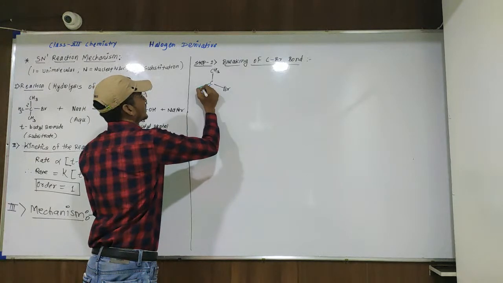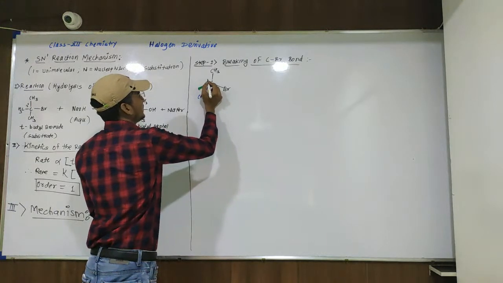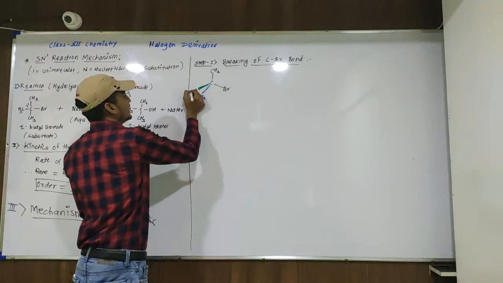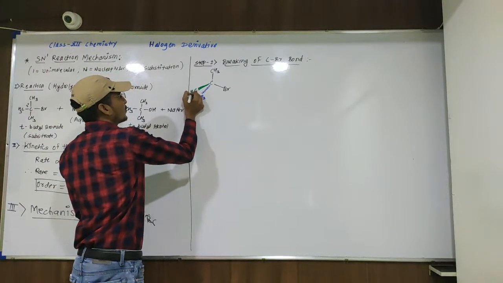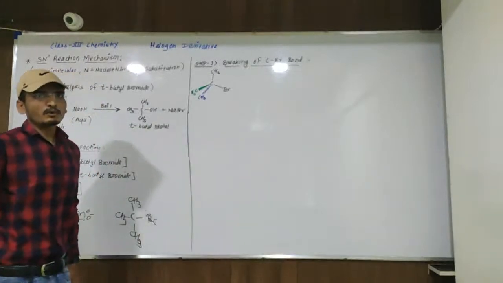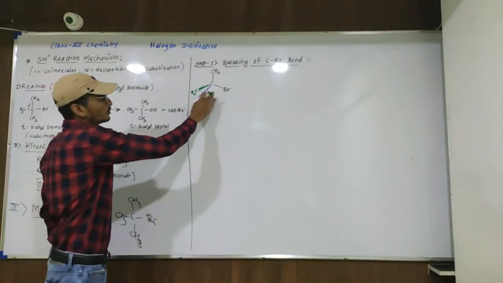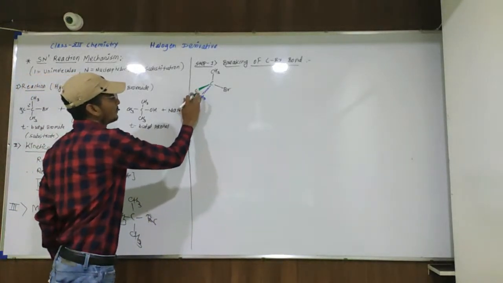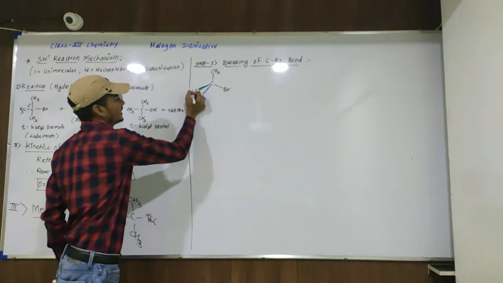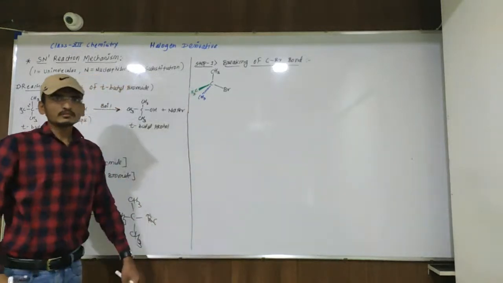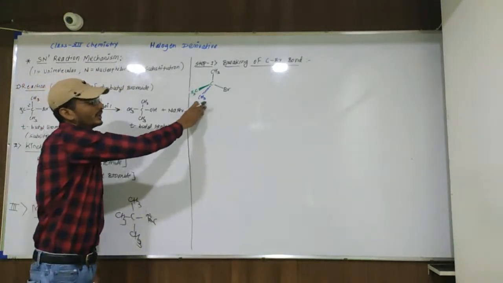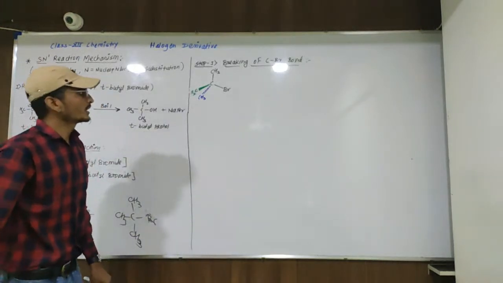So you know very well what the wedge formula is. What does the thick line indicate? The thick line indicates that the group or atom is above the plane, and the dotted line indicates that the group or atom is below the plane. Okay, so that is the meaning of the thick and the dotted line here. So these are nothing but the bonds.